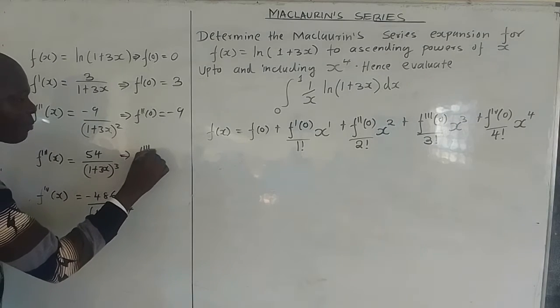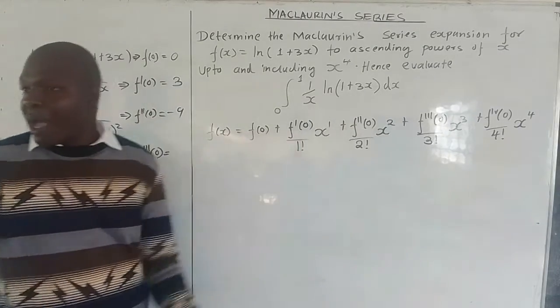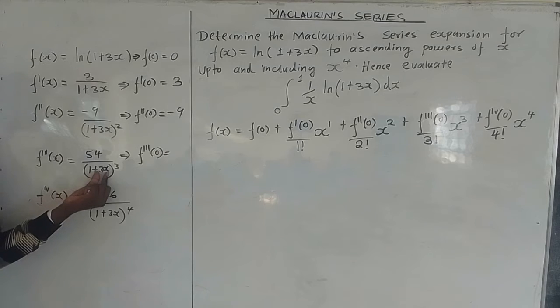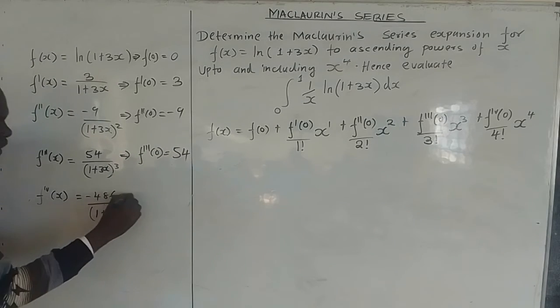Here, f triple prime of 0. We are looking for this term, isn't it? Where there is x, you put 0, so that you have f triple prime of 0. x is 0, so here you remain with 1 cubed. That is just 1. So 54 over 1 is just 54. Very good. You move to the next one.